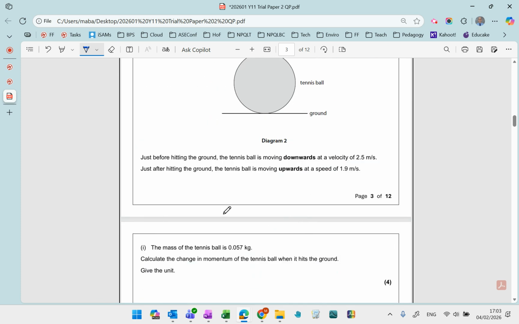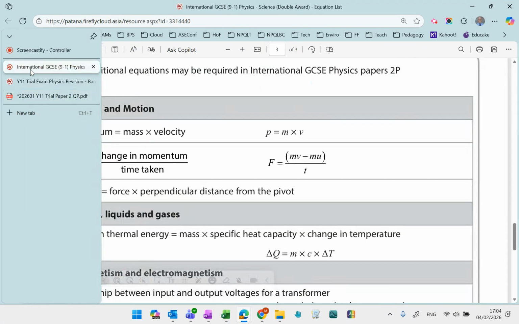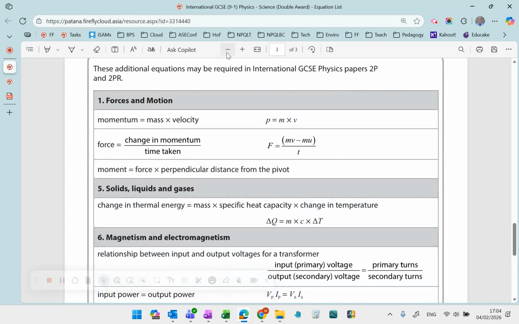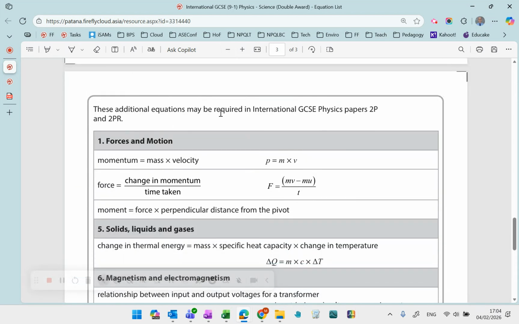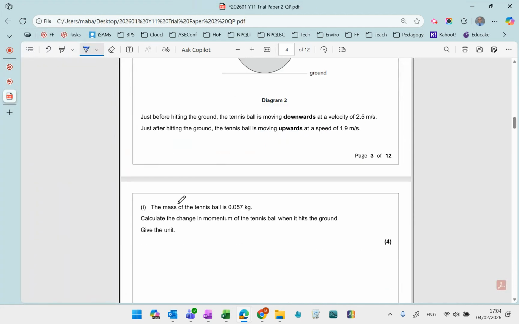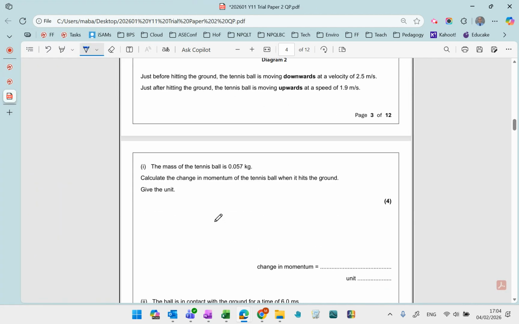So for the next part of the question, it's asking about a change in momentum, right? So I need to look up the momentum formula. Okay, and there it is. There are some additional equations required for the triple award paper 2. So you can see here's momentum, P equals mv, so we're going to use that. If we're trying to calculate the change in momentum, then we need to know the final momentum minus the initial momentum.